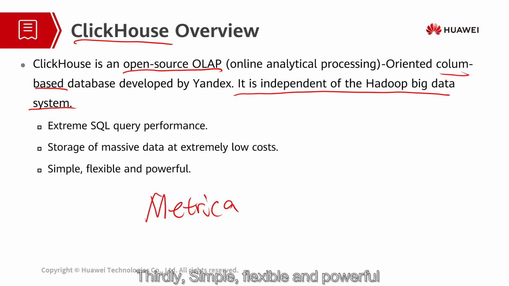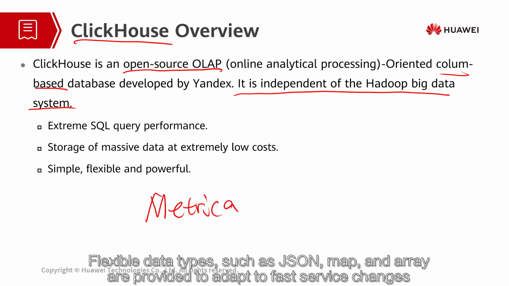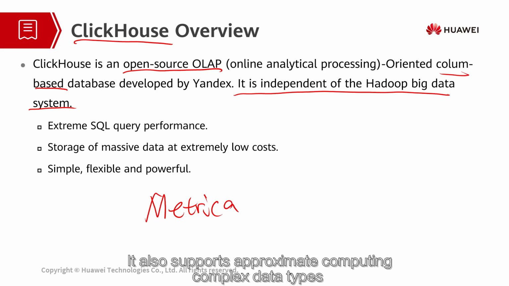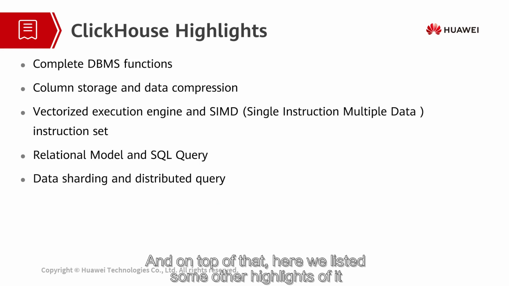Thirdly, simple, flexible, and powerful. ClickHouse provides comprehensive SQL support, making it easy to get started. Flexible data types such as JSON, map, and array are provided to adapt to fast service changes. It also supports approximate computing, complex data types, and probabilistic data structures to handle massive data processing. And on top of that, here we listed some other highlights of it.